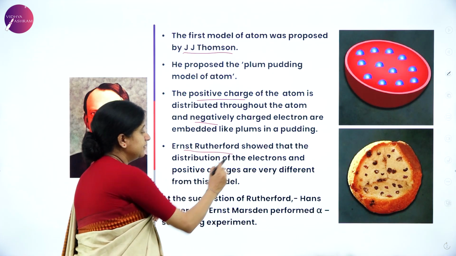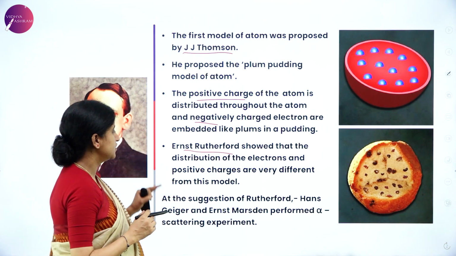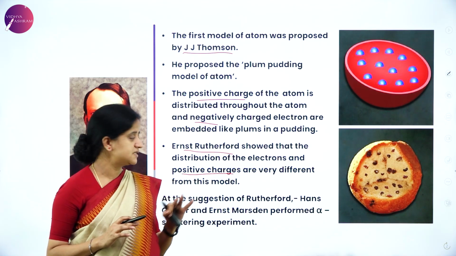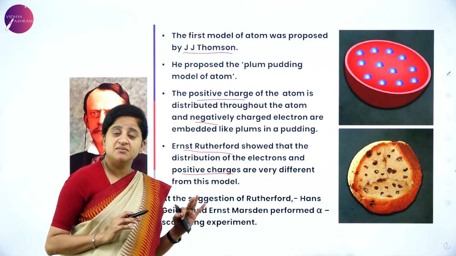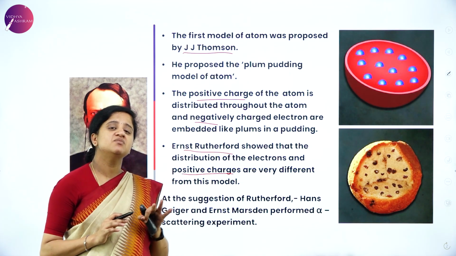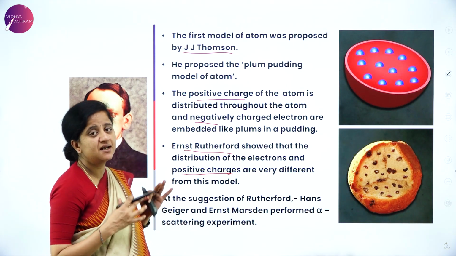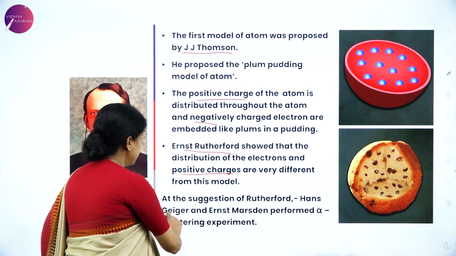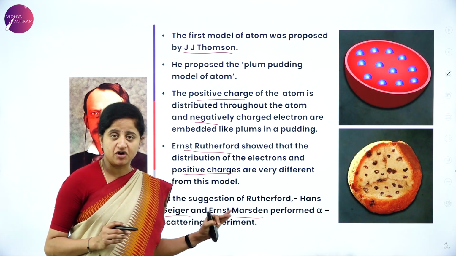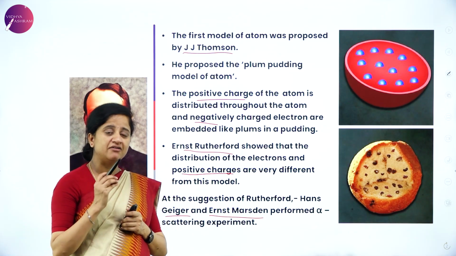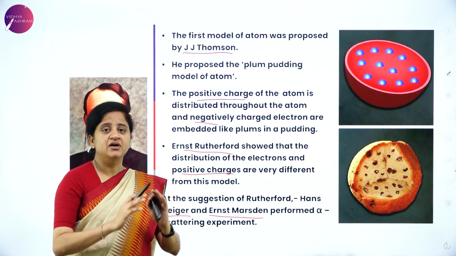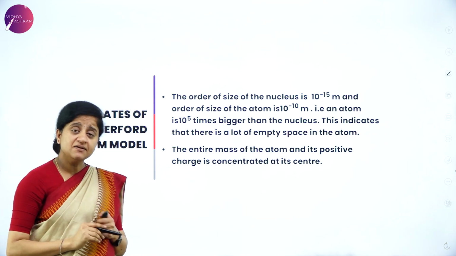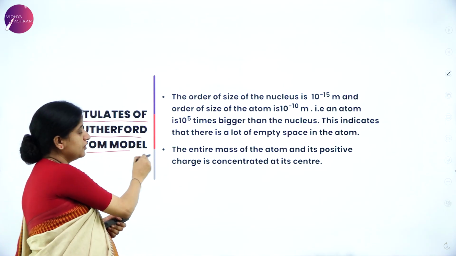So Ernst Rutherford showed that the distribution of electrons and the positive charges is very different from this model. So he did not agree with the plum pudding model. Rutherford showed that the distribution of electrons and the positive charges is in a different manner. So taking the suggestion of Ernst Rutherford, Geiger and Marsden performed an alpha particle scattering experiment, and they gave a clear idea about how the atom is constituted. Let us now study the postulates of this Rutherford atomic model.